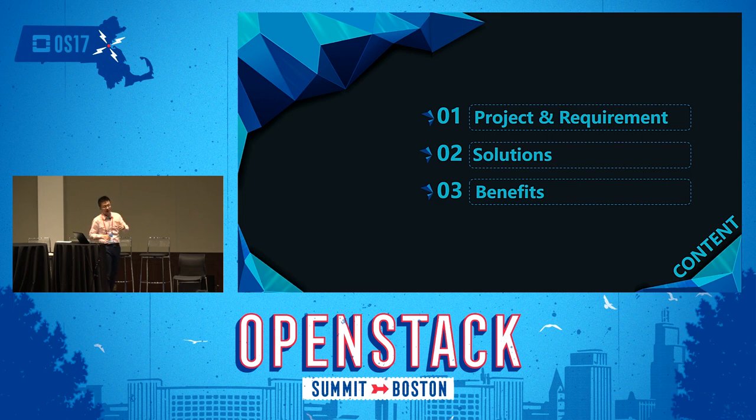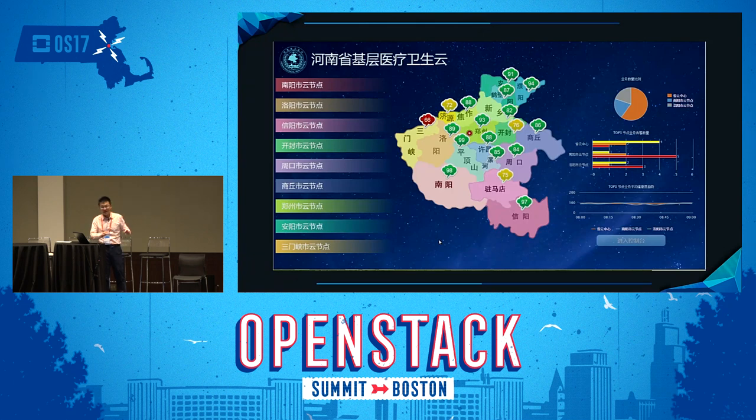Okay, the third part is the benefits the cloud brings to the customers. This is a screenshot from the production environment. This is a map of Henan Province, and every color block means a different city. The number on each color block is the mark that our CMP gives for every city-level cloud, and then the administrator will know how every city center is operating. If they find some mark is very low, they will check it.